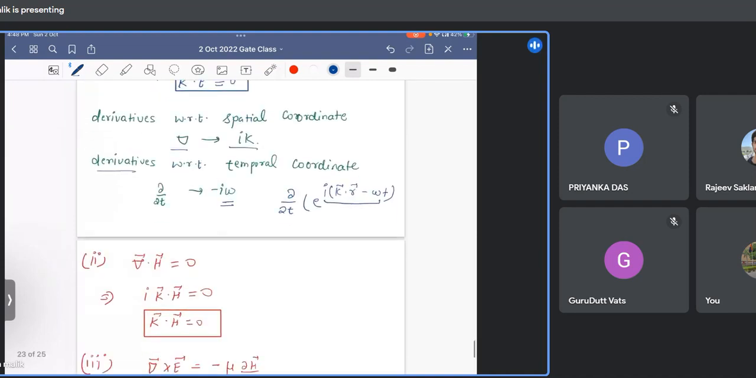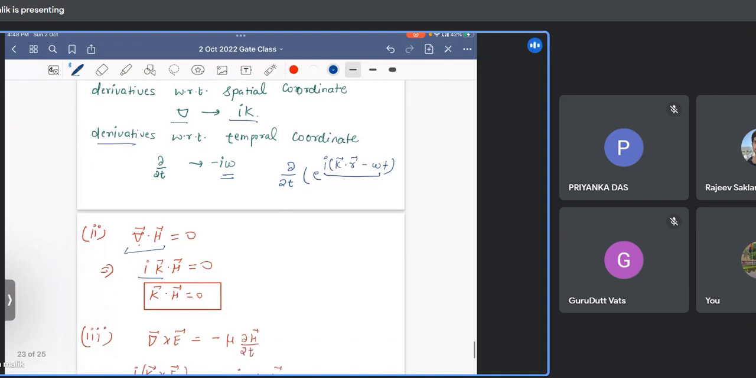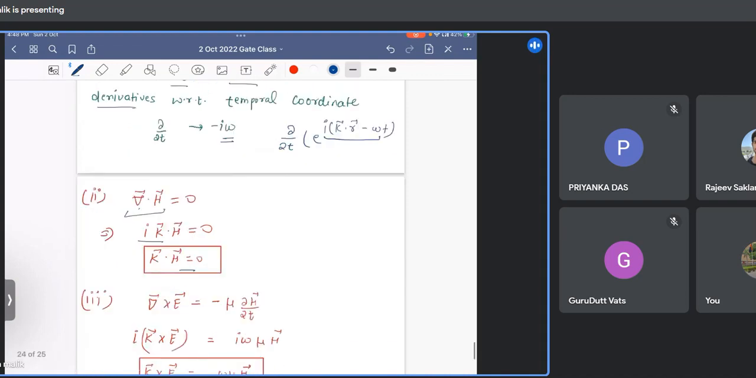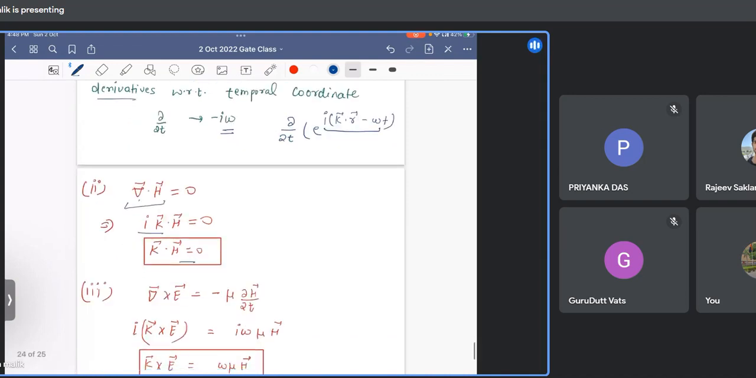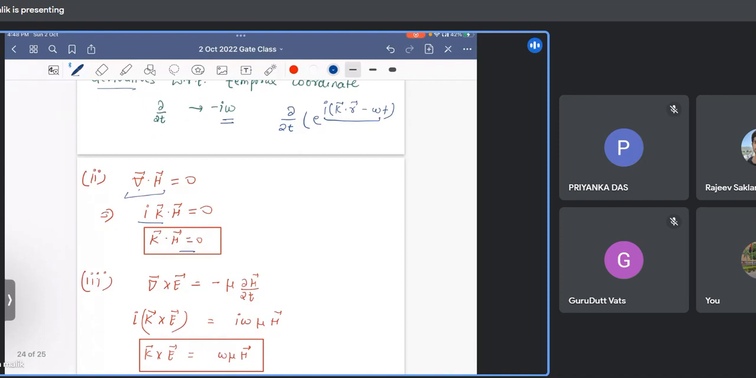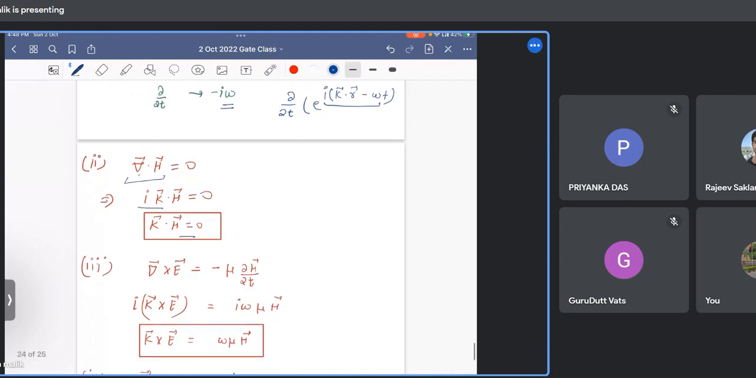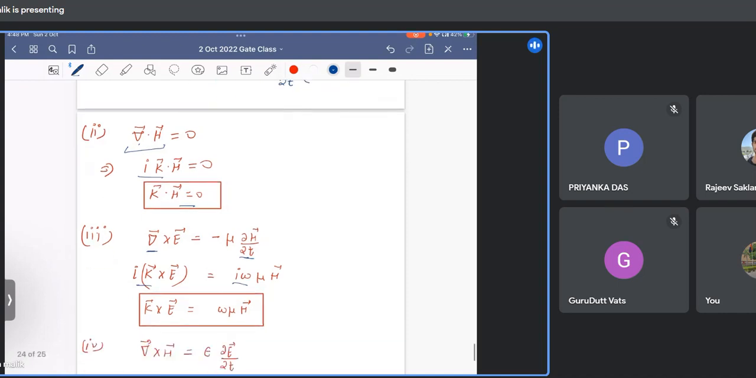For the second Maxwell equation, divergence of H is zero. With divergence, we replace with ik, so k vector dot H is zero. The third Maxwell equation says curl of E equals minus mu del H by del t. Del is replaced by ik, and del by del t is replaced by minus i omega, which cancels the negative sign. So k vector cross E vector equals omega mu H vector.